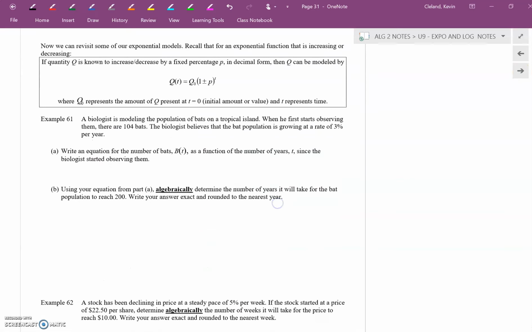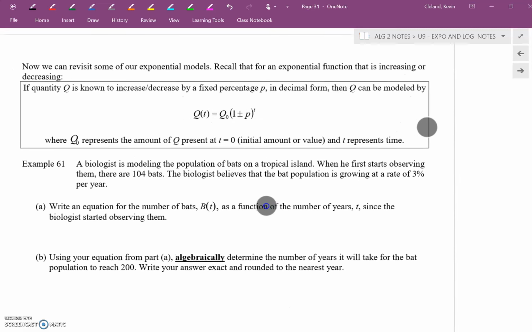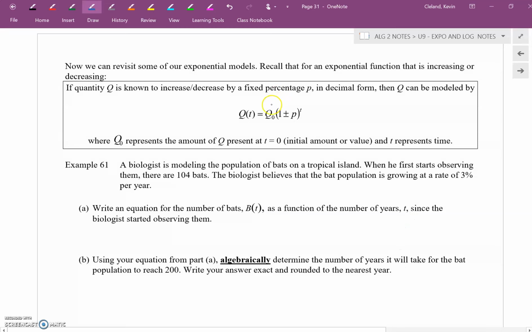Okay, last page. All right, back to our exponential models for increasing and decreasing. Remember that this 1 is just 100% in decimal form. So we're going off having 100% of something, so we're adding if we are increasing and subtracting if we are decreasing.